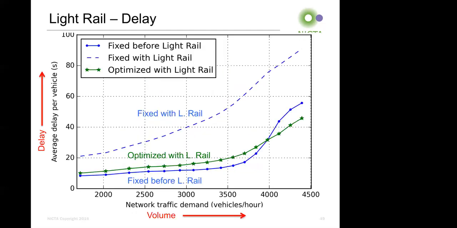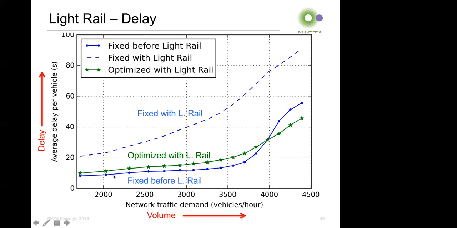So we did this with both the fixed controller and the optimized controller, and we did it before light rail and after light rail. So here you're looking at a lot of those results. Along the x-axis you have increasing traffic demand, or increased volume of traffic flowing through the network, versus the average delay in seconds for an individual vehicle traveling through the network. The blue plot below is using a fixed time control before we had light rail.